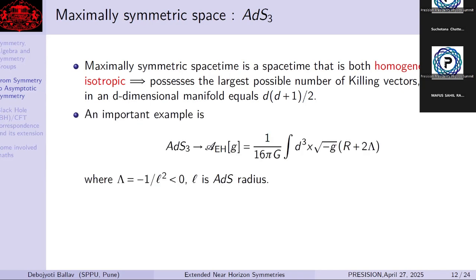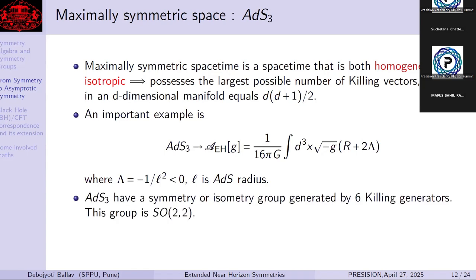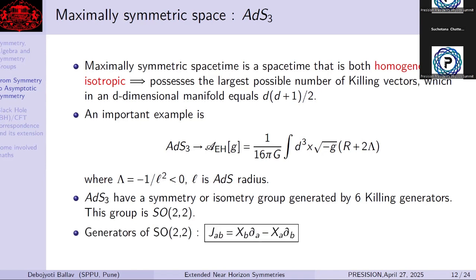A typical example of that, which we use in theoretical physics, is the AdS3 space, AdS space in 3 dimensions, which is a solution of this action, where R is the Ricci scalar and lambda is the cosmological constant. For AdS3, the cosmological constant is negative and given by minus 1 over L squared, where L is the AdS radius. These spaces, as they have Killing isometries, have a symmetry group generated by those isometries. Their symmetry group is SO(2,2). There are 6 generators because it is AdS3, which you can calculate from d(d+1)/2, that will be 6.